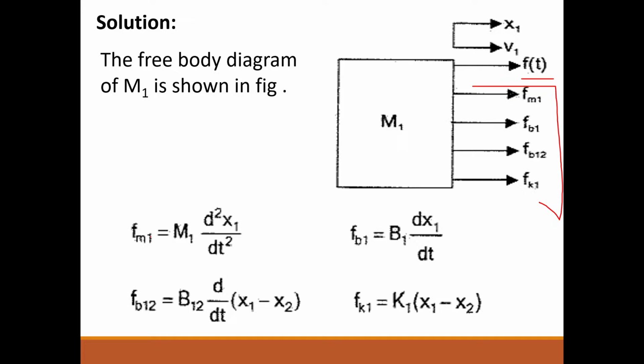So what is Fm1? M1 into d square x1 by dt square. Fb1 is b1 into dx1 by dt. What is Fb12? B12 into d by dt of x1 minus x2, because B12 is between M1 and M2. Similarly, K1 is between M1 and M2, so Fk1 is equal to K1 into x1 minus x2.